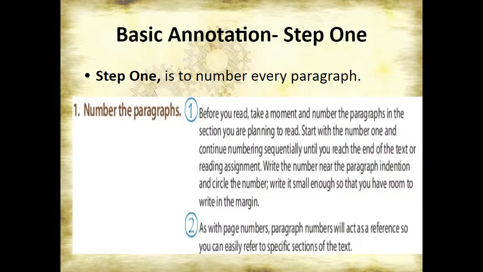So looking here, basic annotation. The first thing you want to do, a good way is to first number your paragraphs. You're going to want to go through and number those paragraphs. That's a good way to know where you're beginning and where you are ending. It's a good guide so that when you're making notes or marks on your article, you're able to reference what you're writing about.